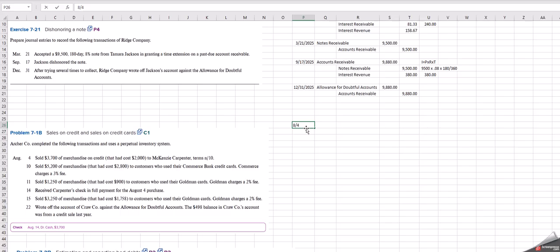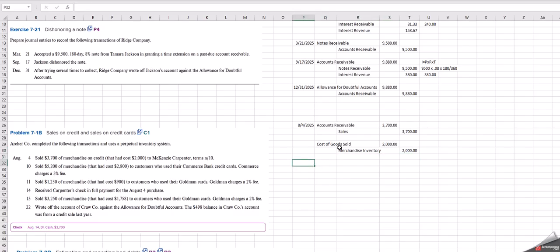So on August 4th, we sold $3,700 of merchandise on credit that had a cost of $2,000. So it's going to debit accounts receivable for $3,700, and then we're going to credit sales for $3,700. Then don't forget we have the second entry where we debit cost of goods sold for the cost, which is $2,000, and then we credit merchandise inventory, which is $2,000.